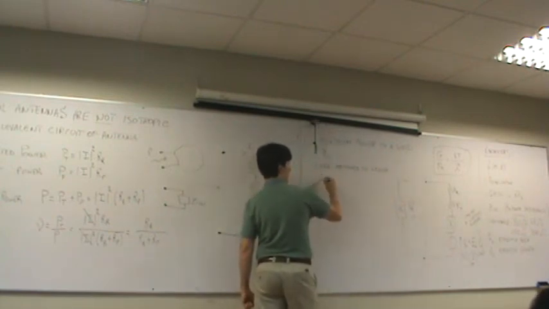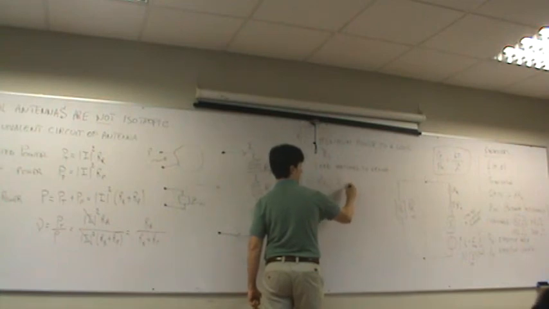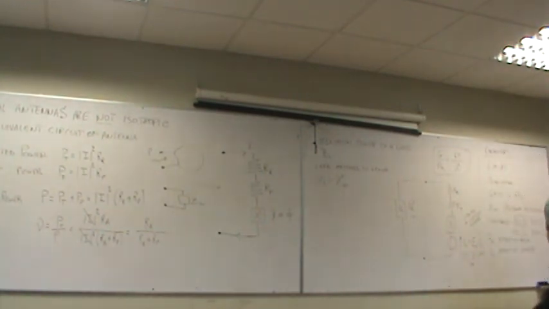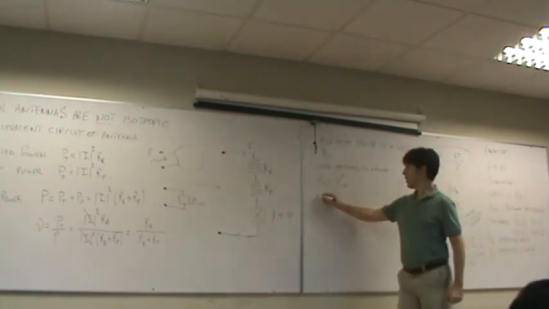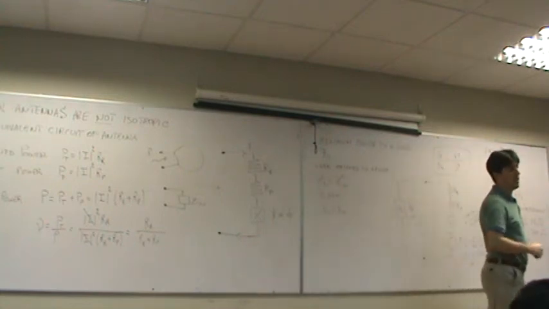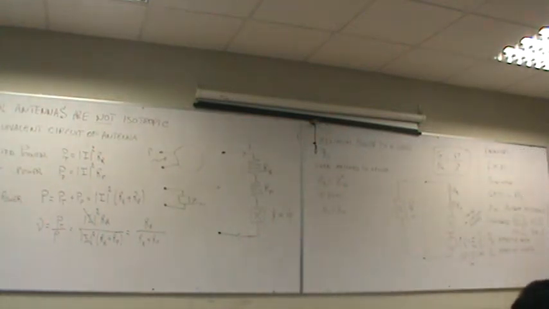It is when ZL is equal to the complex conjugate of the antenna impedance. And since usually the antenna impedance is real, so there is no imaginary part, there is no problem with the complex conjugate, it means the same impedance as the antenna. This is the best you can do. The maximum energy that you can transfer.